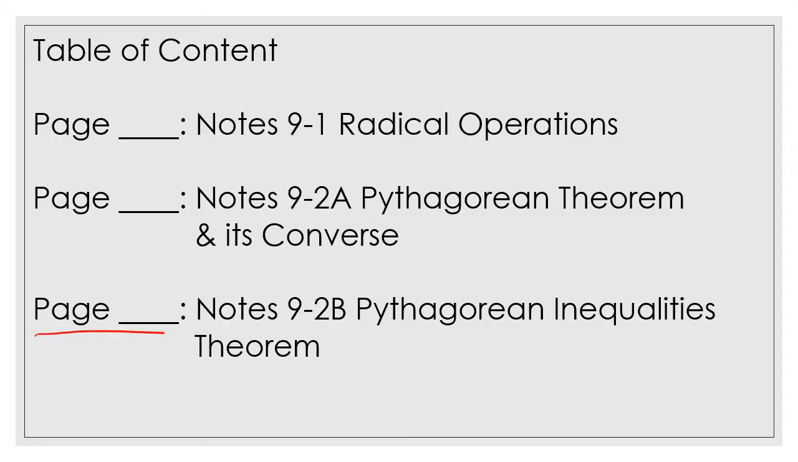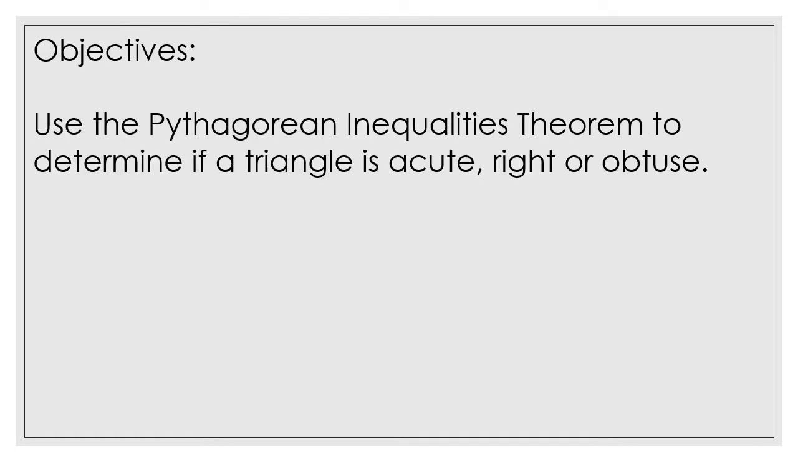Make sure that you take the time to update your table of contents so that you have your composition notebook ready to turn in at the end of the chapter. Our objective today is to use the Pythagorean Inequalities Theorem to determine if a triangle is acute, right, or obtuse.